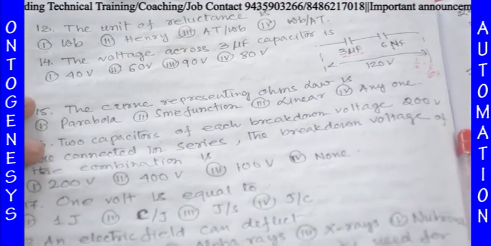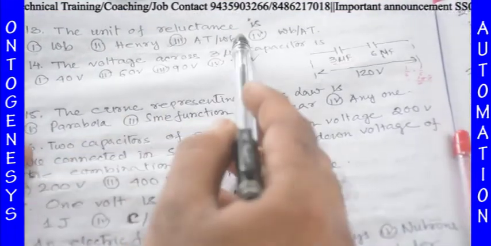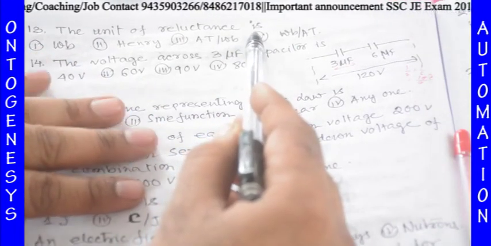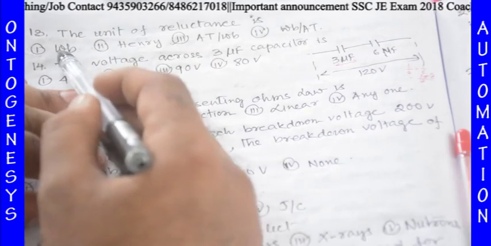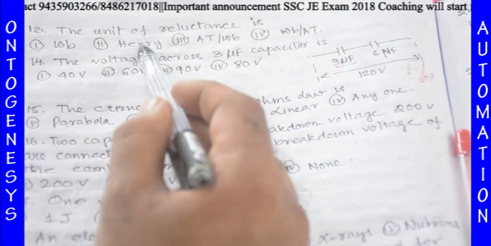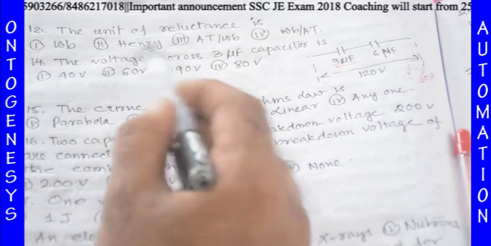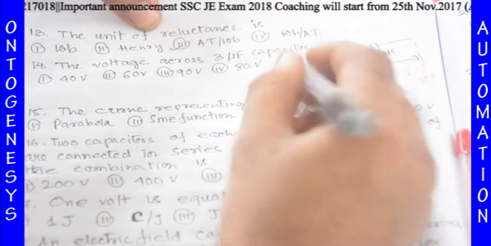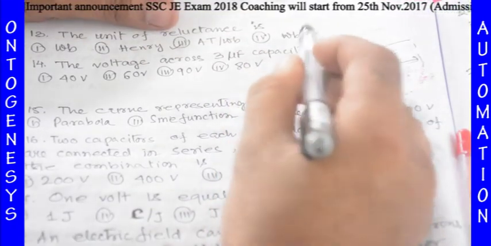Okay guys, next is, what is the unit of reluctance? Weber is flux. Henry is permeance. Reluctance is nothing but ampere turn per Weber, and Weber per ampere turn is permeance.